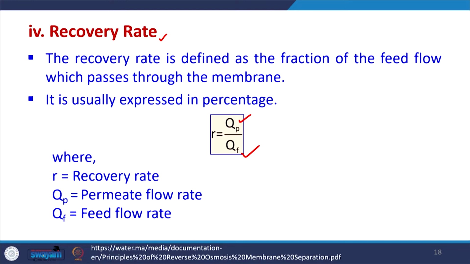So, suppose any industry is treating 1000 liters of water. Out of that they will always want to recover the maximum amount of water. They will always want at least 800 to 900 liters of water to be recovered, and only 10 to 20% going as reject. That is because they still have to manage that reject water, which will contain a lot of solute, and its concentration will be very high. So, reject water management is one of the very big issues with respect to reverse osmosis. That is why they always want to have the highest recovery rate possible.